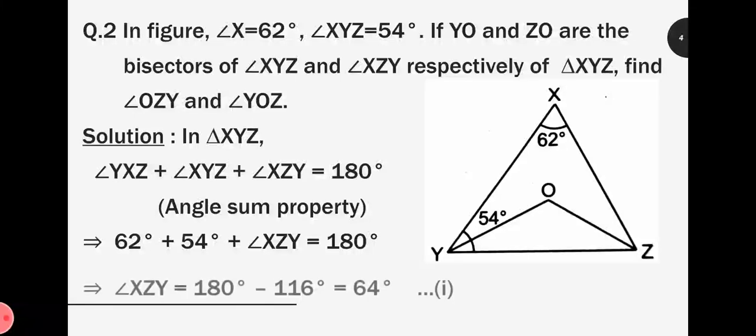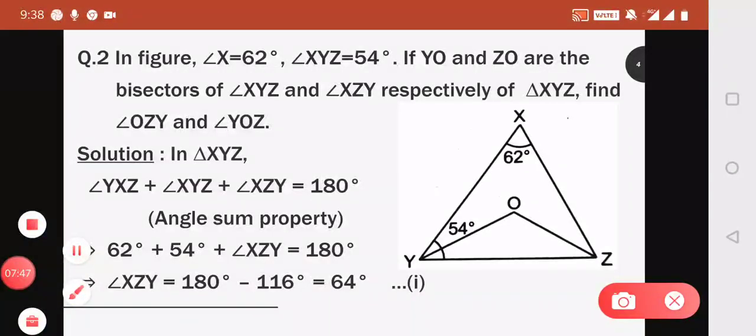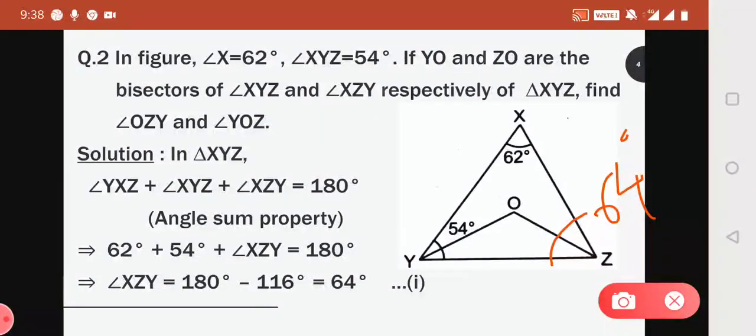Further solving implies that angle XZY equals 180 degrees minus 116 degrees, which equals 64 degrees. Now further we can see in the figure that since we got this whole angle, we have found it out as 64 degrees. Now we have to find half of it.